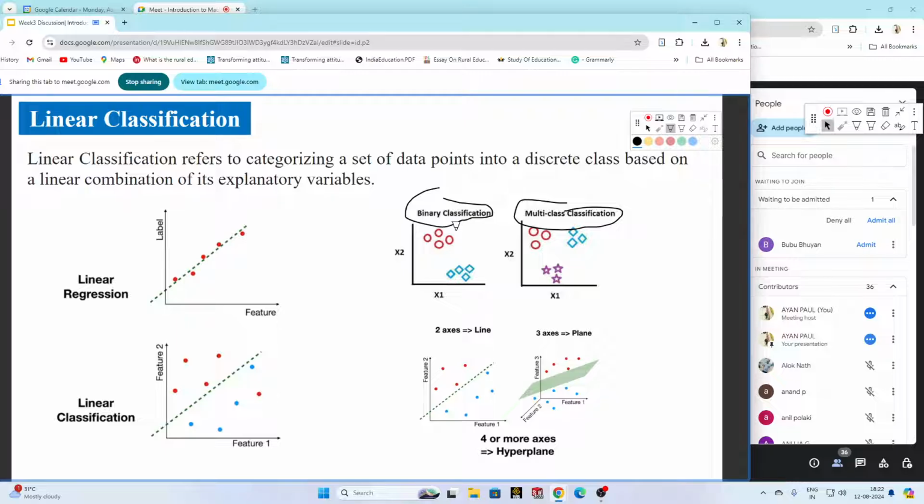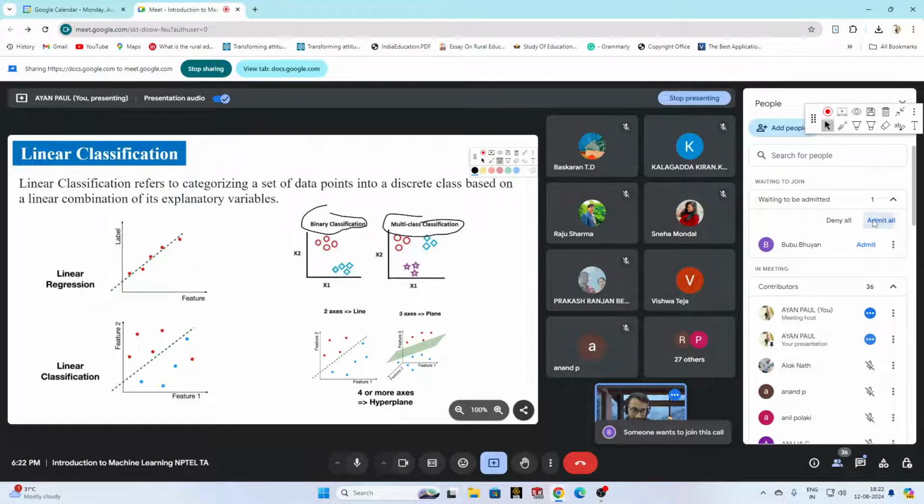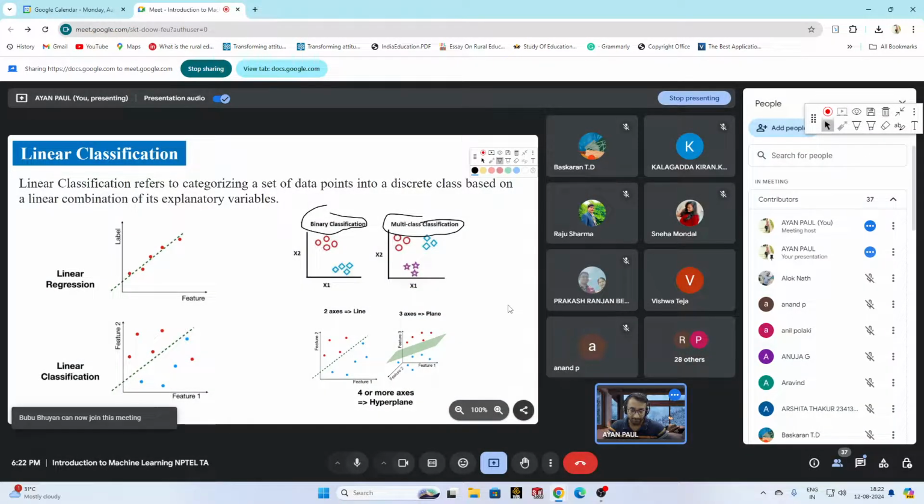So is this clear to all of you? Any doubt in this slide? It's fine up to now.